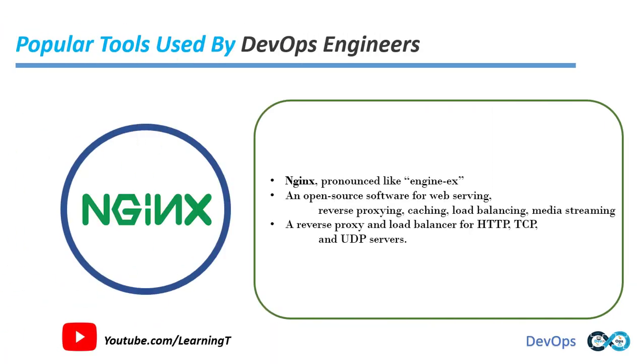Now we'll talk about NGINX. NGINX, formally pronounced as Engine X, is an open source software for web serving, reverse proxying, caching, load balancing, media streaming, and many more. In addition to its HTTP server capabilities, NGINX can also function as a proxy server for email purposes, and a reverse proxy and load balancer for HTTP, TCP, and UDP servers.